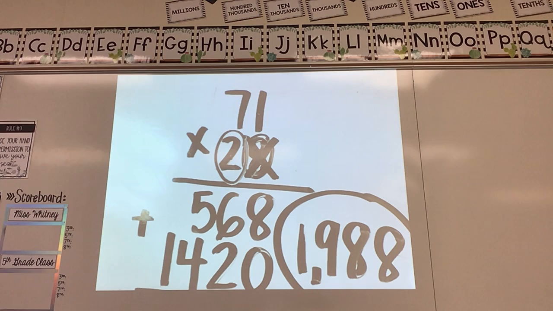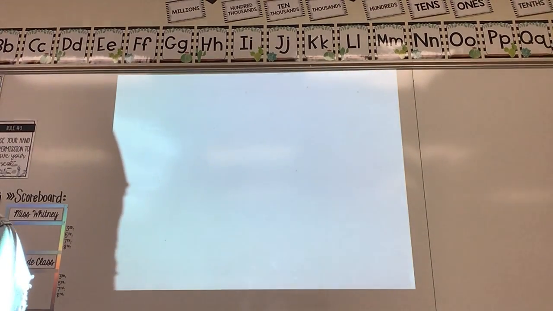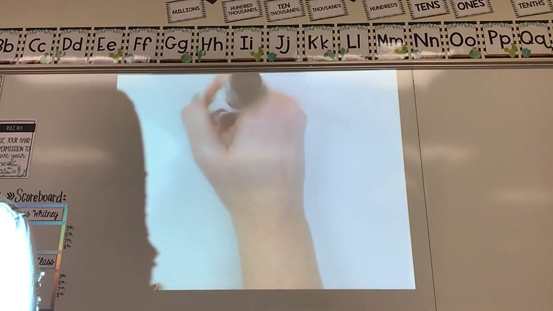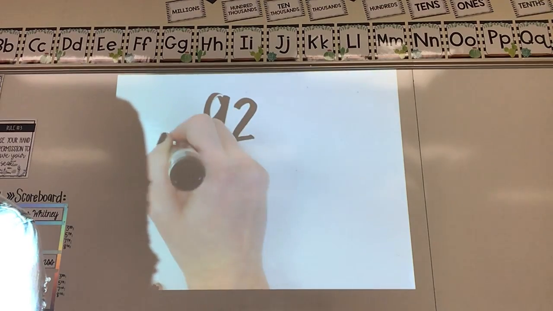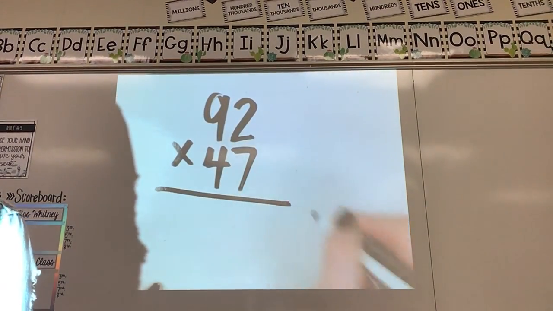If you did the box method, that's fine. You should still have gotten this. So if you did the box method and you did not get this, you might want to work it out again because you should get the same answer as me. Let's try just a couple more. So move somewhere else on your paper. 92 times 47. All right, pause and solve.